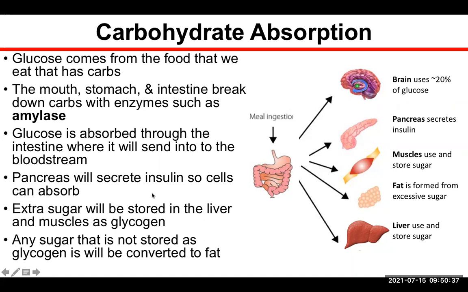And the cells are going to use this for energy. Any excess energy that is still left in the blood is going to be stored in the form of glycogen in your liver and in your muscles. Now, there is a finite amount of storage for these types of carbs within the muscles and liver. So if you're consuming a lot more extra sugar than you should be, then it's going to end up getting converted into fat. This is one of the reasons why we have the current obesity pandemic.